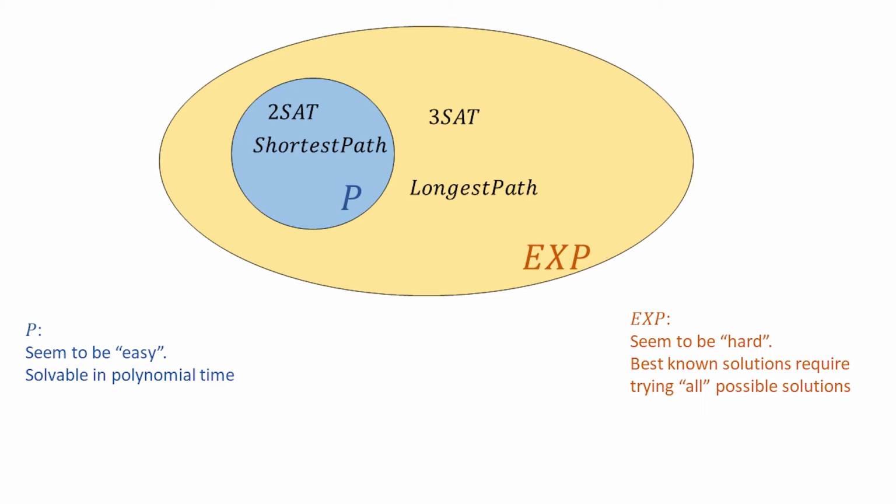Shortest path and longest path, we're both concerned about finding paths from a start node to an end node in a graph. For shortest path, our goal was to find the quickest way to get from the start to the end. For longest path, our goal was to find the longest way to do that.